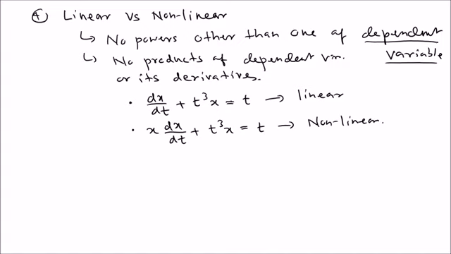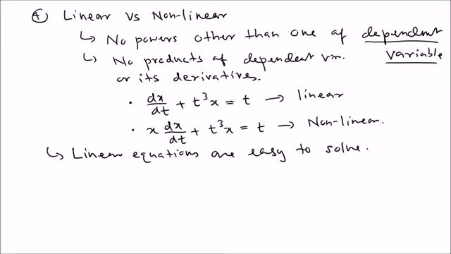Those two types of equations make a big difference when you try to solve. Linear equations are easy to solve. That's the fact. Linear equations are easy to solve. Good. So these are linear and nonlinear.